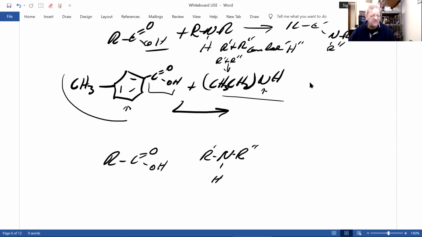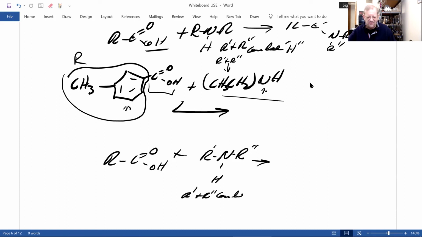In this case, that's my R group. React these together. Remember, R prime and R double prime can be hydrogen, but in this case, they're not. And what do I get? An amide. So keep your eye on the carbonyl carbon, because that's where the fun is.